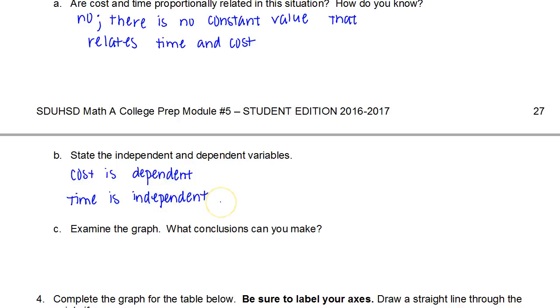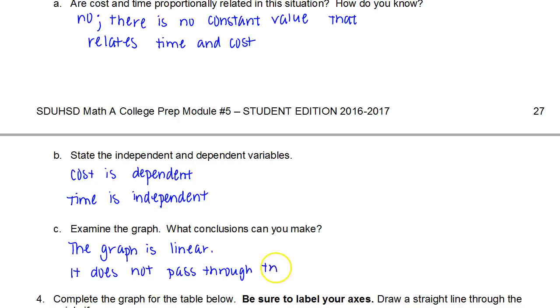And of course, the question about what do we notice about the graph. So once again, I notice that the graph is linear, meaning it is a straight line, but I also notice that it does not pass through the origin. And we will stop there for now and pick this up, like I said, next Wednesday.